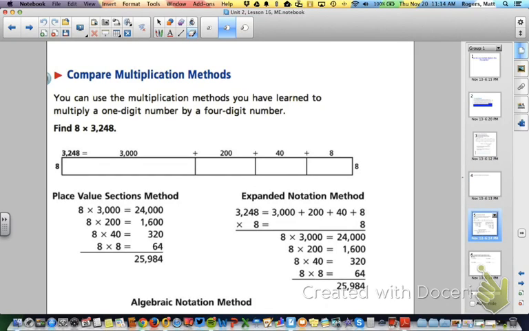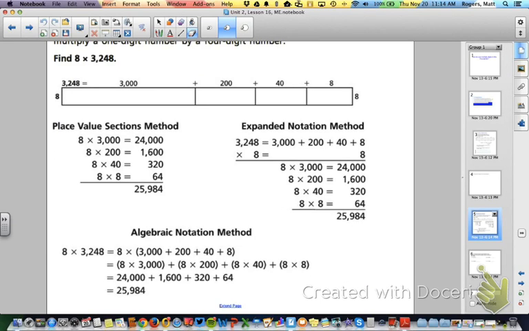We also looked at some of our other methods that we've been using with our multiplication. In this case, we have the area sketch model up at the top, where I would have the 8 times 3,000. I would then have 8 times 200, 8 times 40, and 8 times 8. That would give me our 4 partial product equations. When I solve them, I would get the answers as shown here.